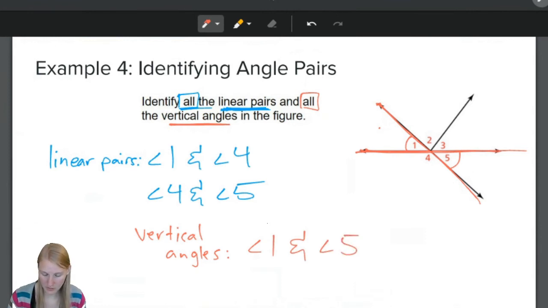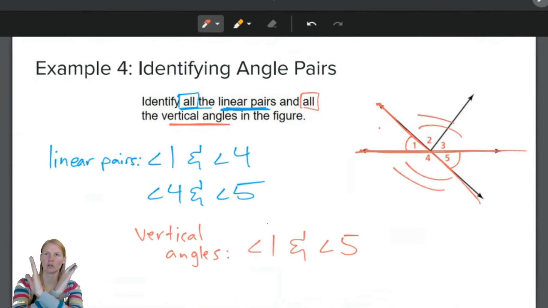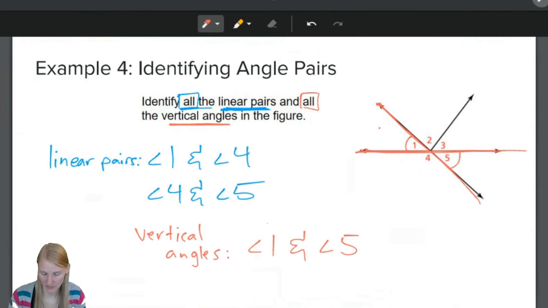And on the other side of my two lines crossing, I have 4 and I have 2 and 3. But remember, these are pairs. Vertical angles come in pairs. So we can't say anything about the other pair because this is 1, 2, 3 angles altogether. So just 1 and 5. Just 1 and 5 for the vertical angles.